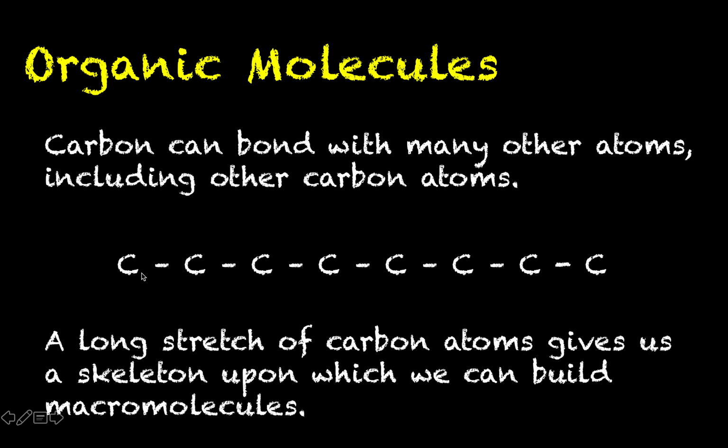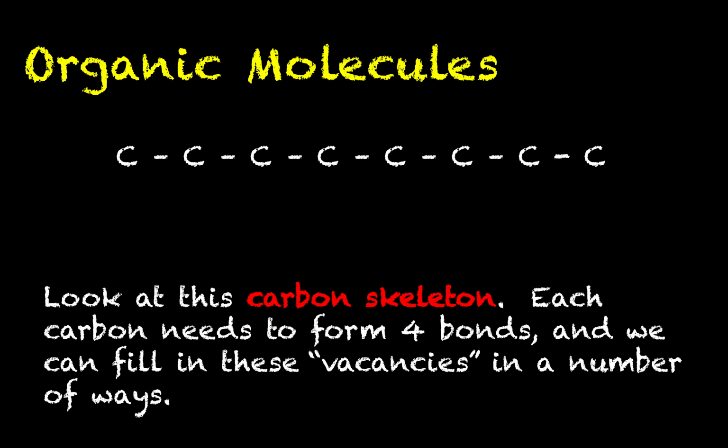This carbon atom forms a covalent bond with this carbon atom so that we form a very long chain, which is sometimes called a carbon skeleton. And it's upon this skeleton that we can build macromolecules. The question becomes, though, how do we fill in all the other covalent bonds that these carbon atoms are going to want to participate in? So what are we going to fill in those blank spots with? For now, we can think of those as vacancies.